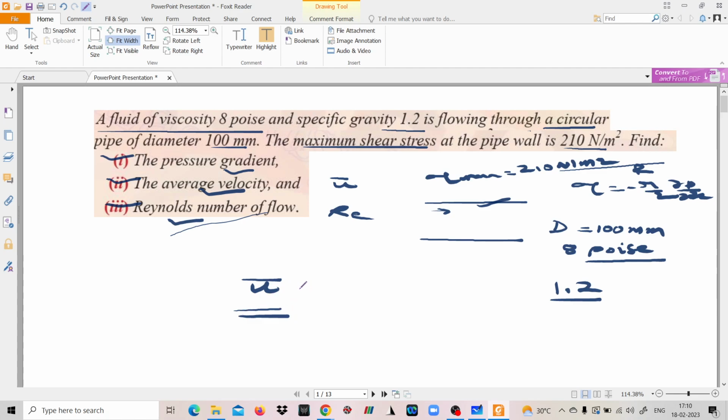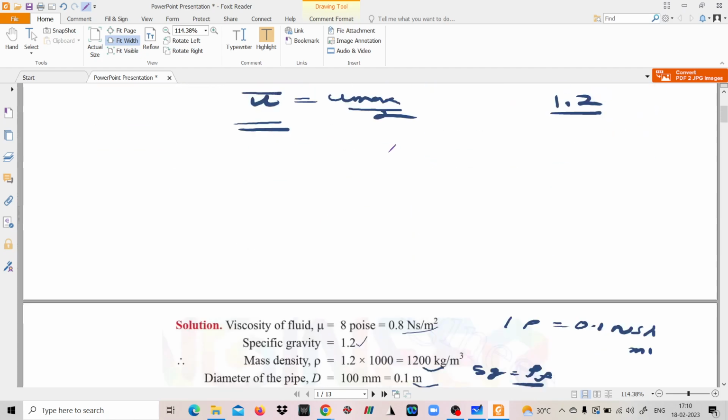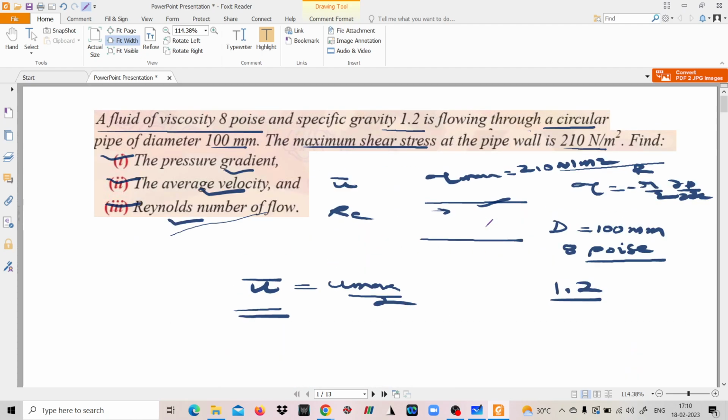For U average, you have seen that it is U max by 2. So you can assume that the flow is laminar. Once you have assumed that the flow is laminar, from the given data, you can find the value of U average, and then you can find the value of Reynolds number. If it satisfies your assumption, then whatever you have assumed is correct. Otherwise, with that new value, you just proceed, with the trial and error procedure.